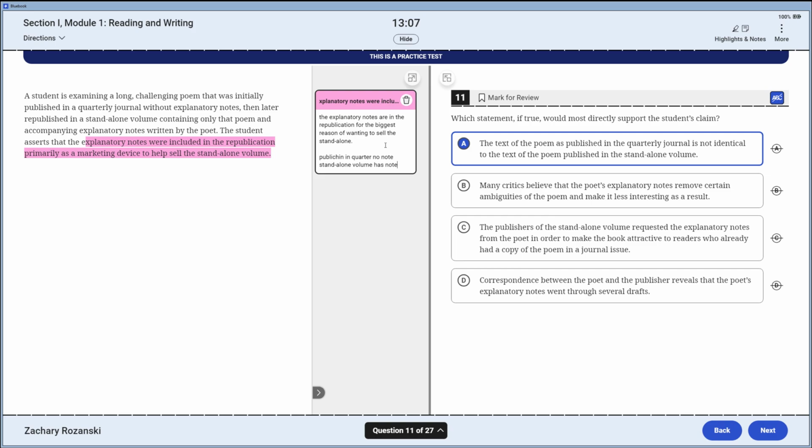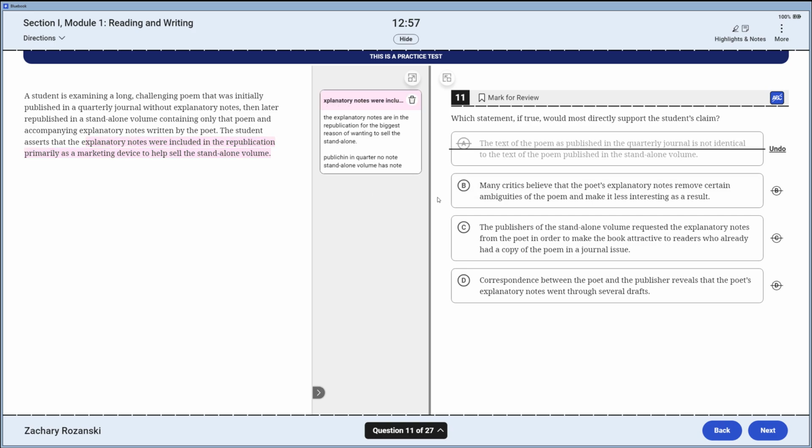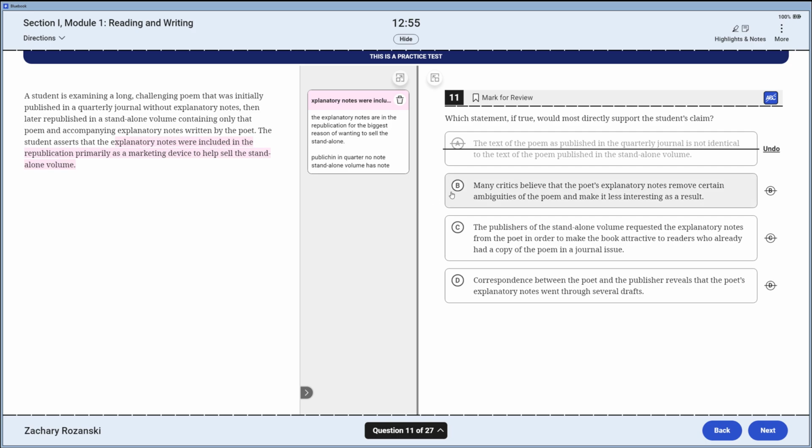I got it. The text of the poem is published in the quarterly journal. It's not identical. So the first one is not identical. No, we want to prove that the biggest factor is the notes. If we were changing parts of the poem, there'd be a completely different argument being made. Many critics believe that the poet's explanatory notes remove certain ambiguities of the poem that make it less interesting. Oh, that would be hurting our sales, if anything.